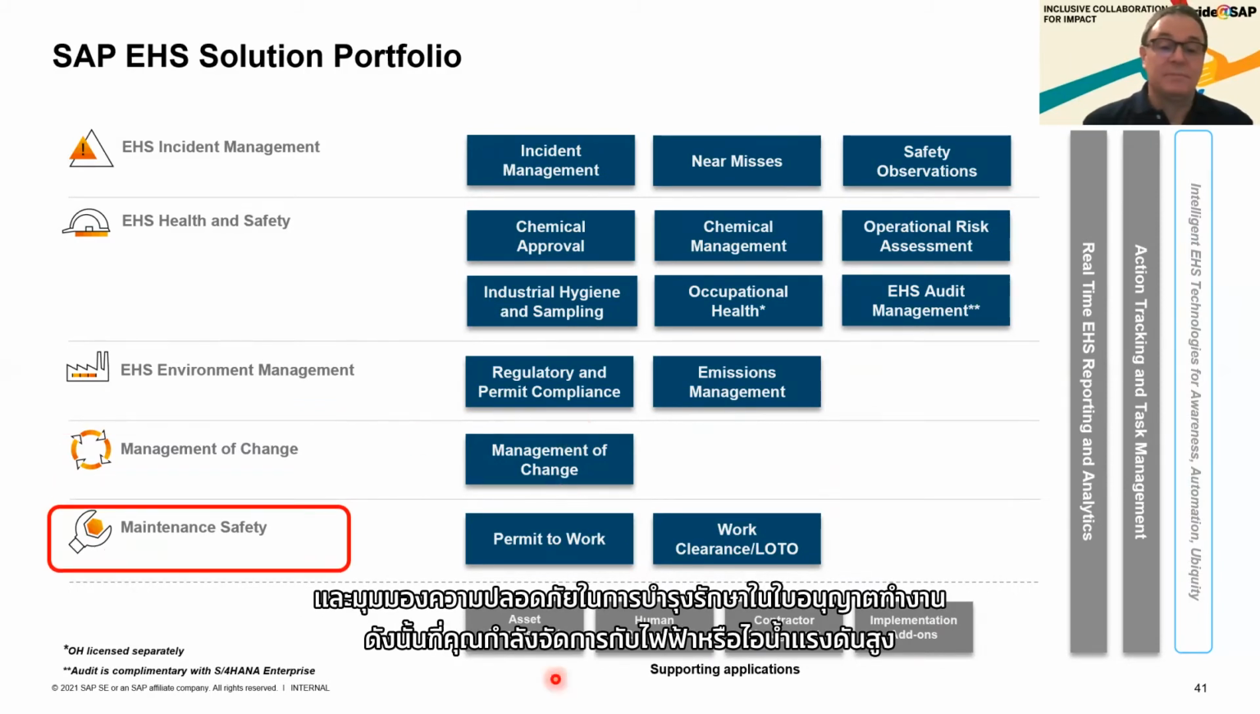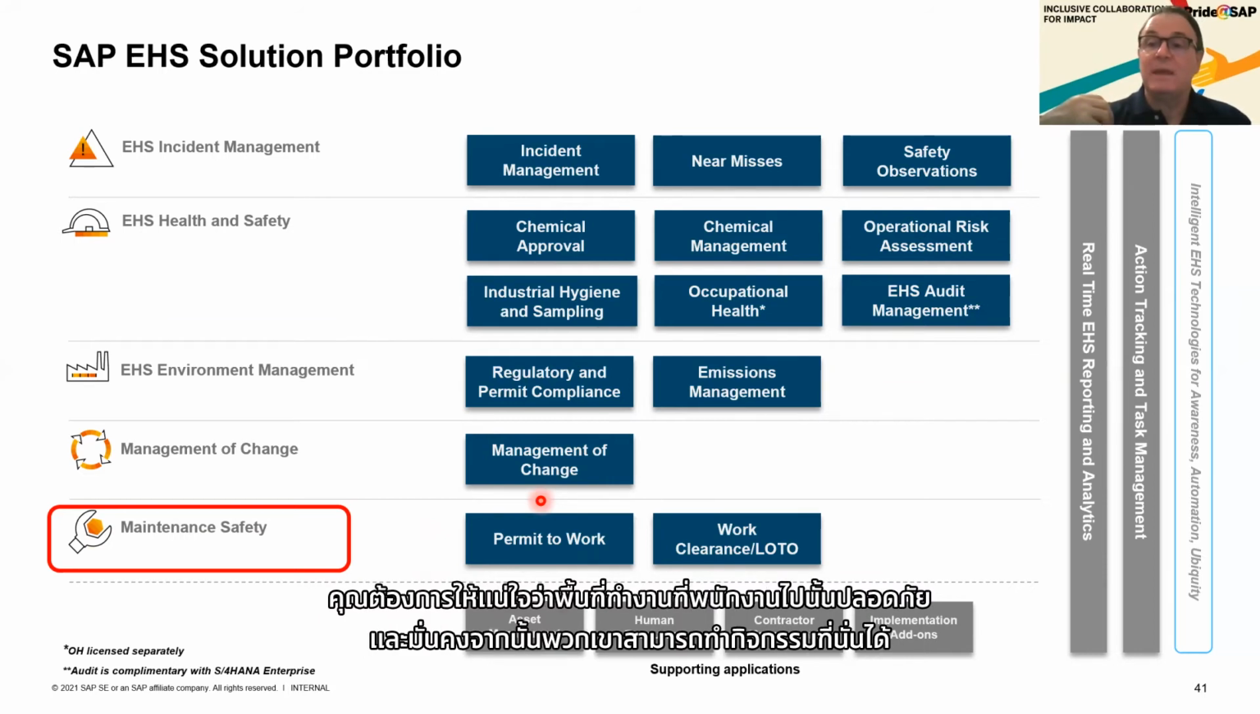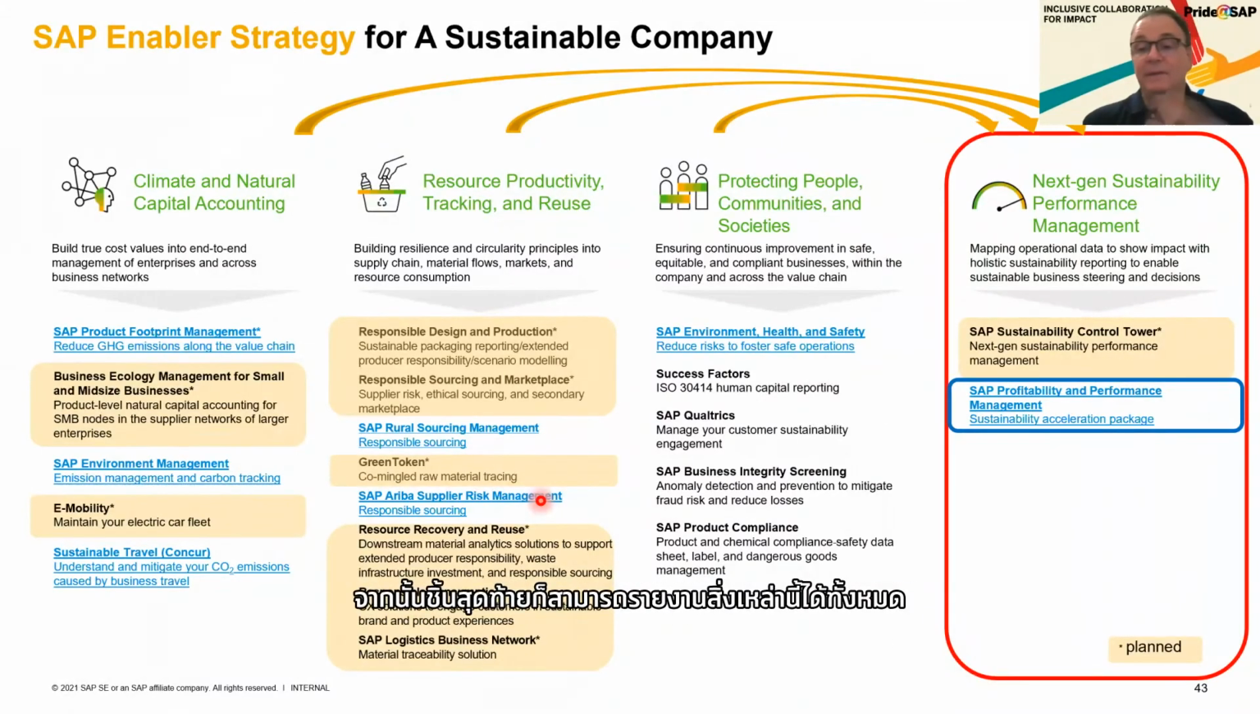And also the maintenance safety perspective and the permit to work. Where you're dealing with either electricity or high pressure steam, you want to make sure that the work area where an employee goes is safe and secure, and then they can do their activities there. And then the last piece is being able to report on all these.